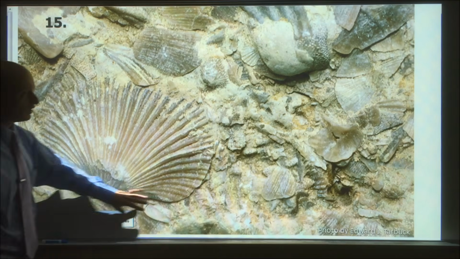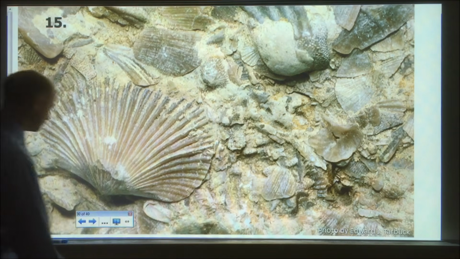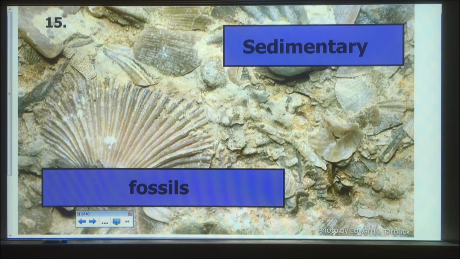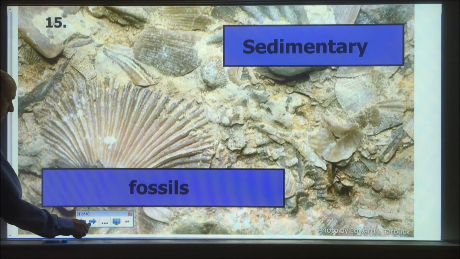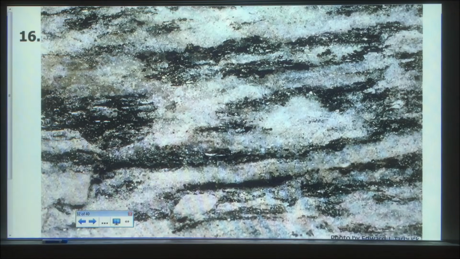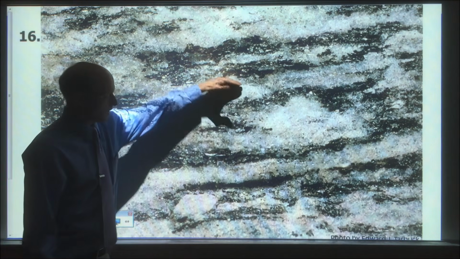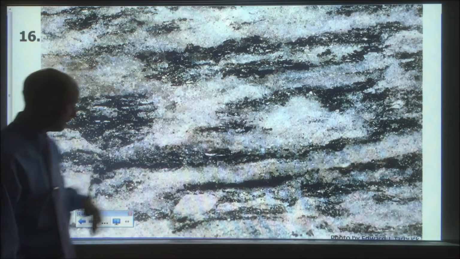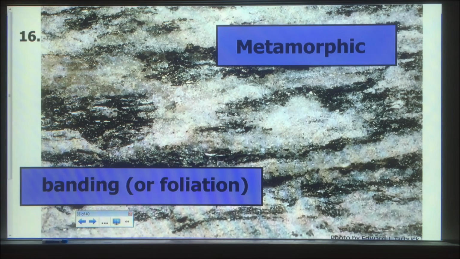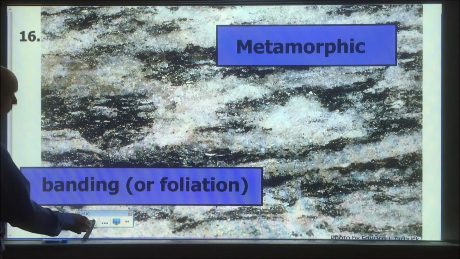What you're seeing here is a sedimentary rock because of the presence of fossils. And this is an extreme close-up of a rock, but you see the black layers here, and also the white layers in between the black. Therefore, metamorphic rock due to that banding that's visible. As I said, banding is just extreme foliation, so foliation will also work.